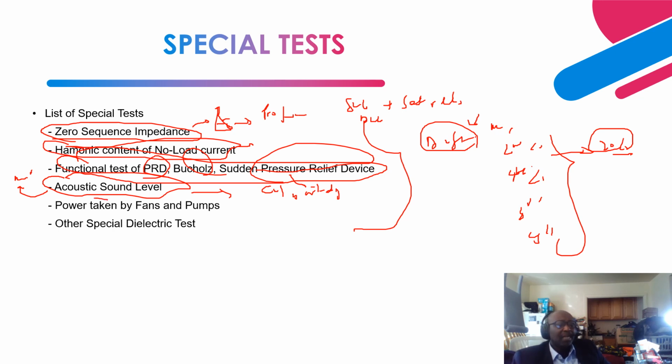Next is the power that is taken by the fans and the pumps. If you have a power transformer that has fans installed on the radiator, and also pumps located below to pump the oil throughout all the various sections of the ducts.